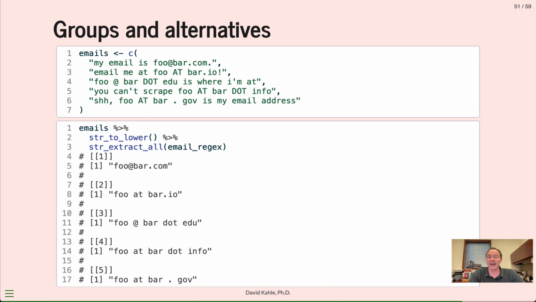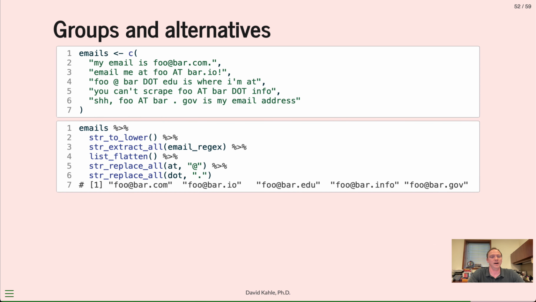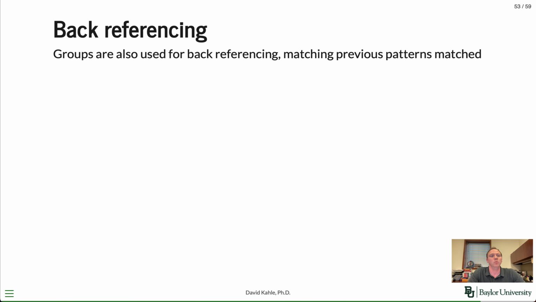Now, you can actually replace these using the replacement functions by replacing any of the at things with an at symbol and any of the dots with a dot symbol, and that will kind of regularize them into a normal form, okay? Now, with that out of the way, we can talk about back referencing. Back referencing is going to provide a way to match things that have been previously matched, okay?